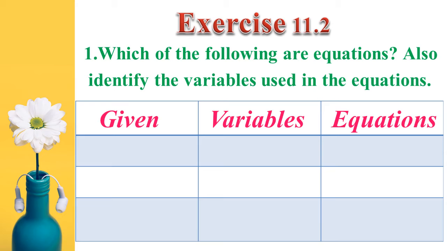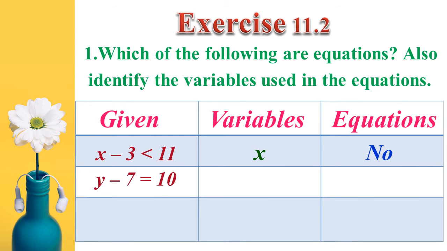Next, exercise problems. Exercise 11.2. The first one: which of the following are equations? Also identify the variables used in the equation. The first one, x minus 3 less than 11. Let us write the variable. Here the variable is x. The given expression does not have an equal sign, so it is not an equation.